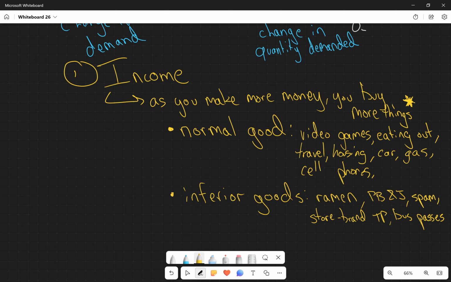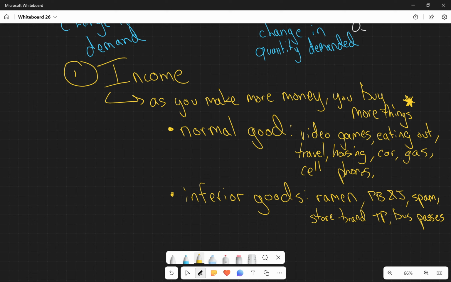So not all goods are created equal. Some we respond to by purchasing more when we get more money. Some we respond to by purchasing less. Questions on normal versus inferior goods?